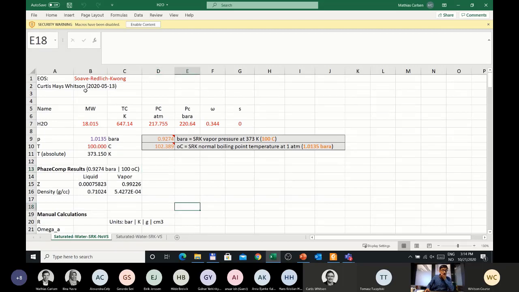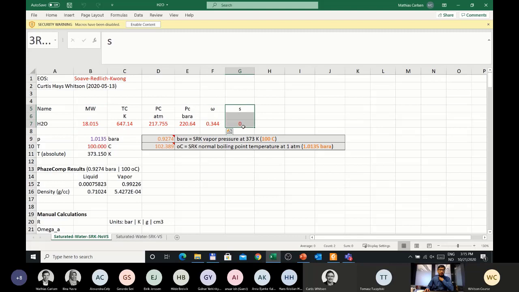So what we have here is the Soave-Redlich-Kwong equation of state model. It was built by Curtis actually, and we will be using water as a pure compound for these calculations, and these are the component properties that we know for water. We know the molecular weight, we know the TC, we have the PC, and we also have the acentric factor, and these are well known for water.